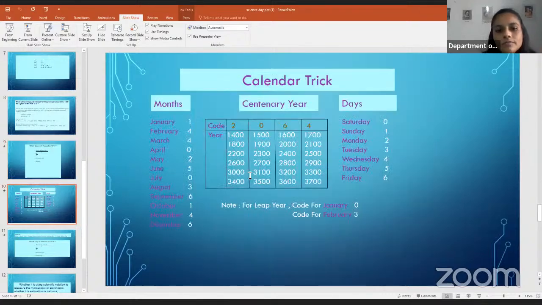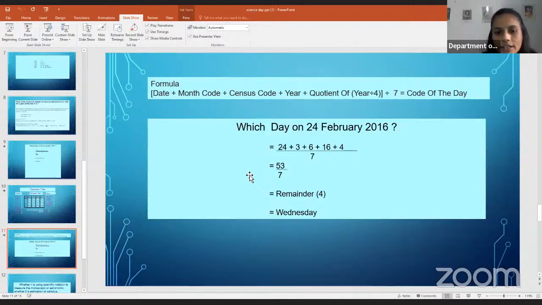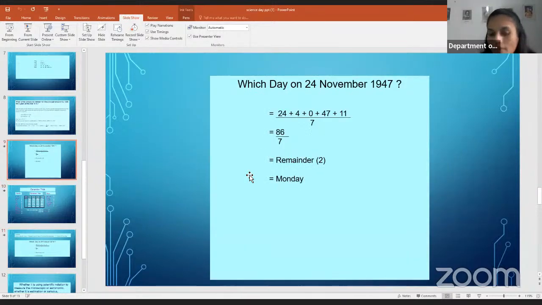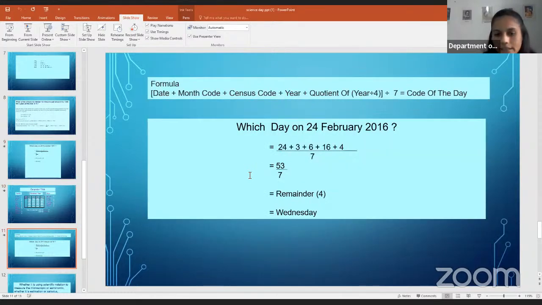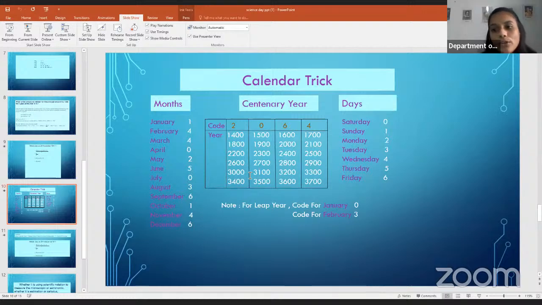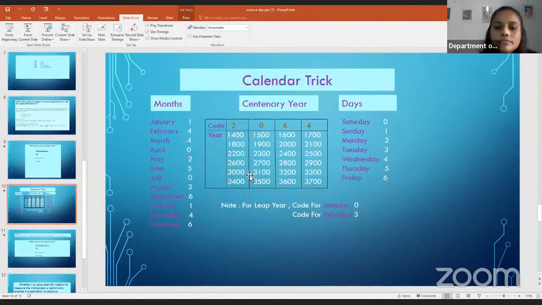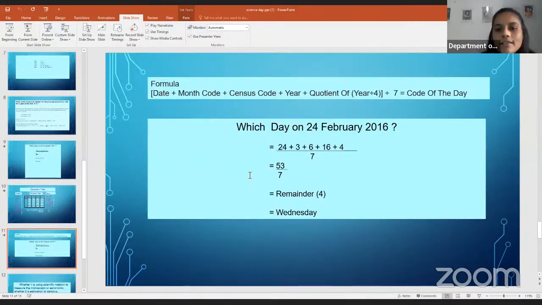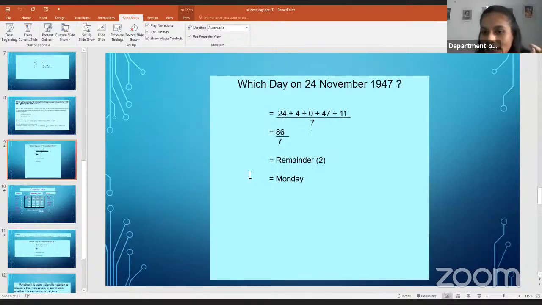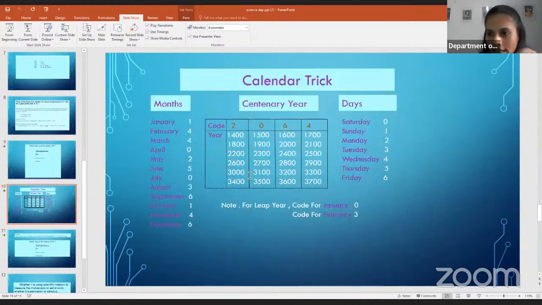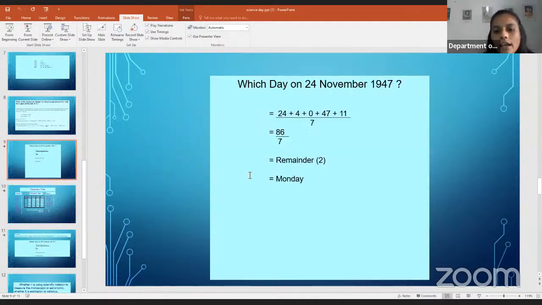So here we have 24th November 1947. What is the first term? It is date. So first we have written here 24. Then after 24 we have to write the month code, right? From this table, what is the month code for November? It is 4, right? So it is 24 plus 4. Next we have the century code. Here we have 1947, so the century is 1900. For 1900 the code is 0, second row from the second column. So we have 24 plus 4 plus 0. That is our century code.